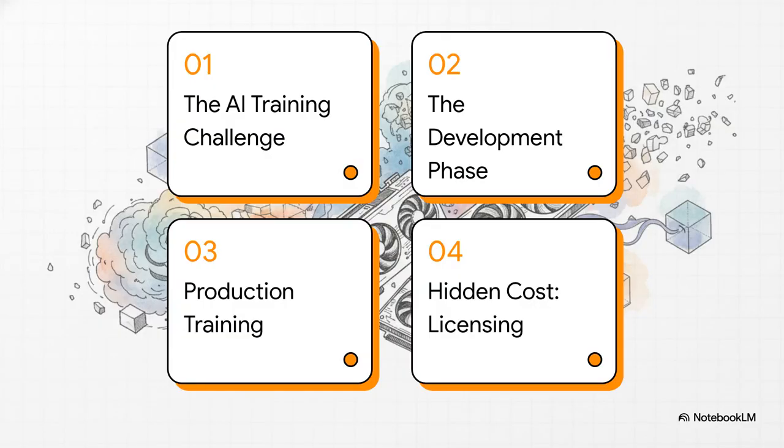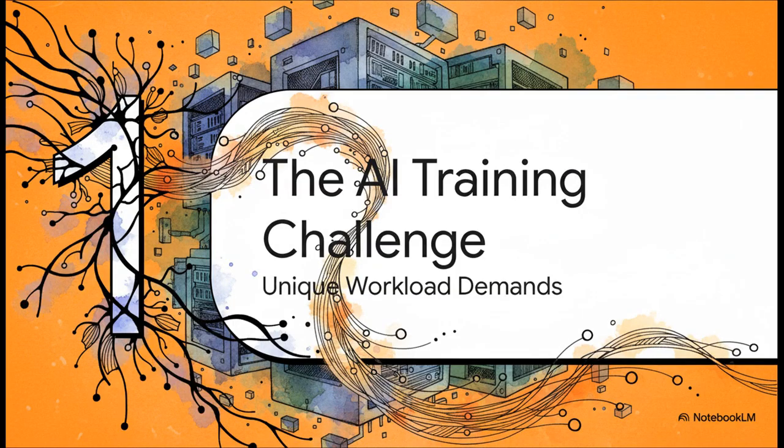So, here's what we've got on tap. First, we're going to unpack what makes AI training such a unique challenge. Then, we'll walk through the two main phases, the development stage and the big production training run. And finally, we're going to pull back the curtain on a hidden cost that can totally sink your budget if you're not careful: licensing. So let's start right at the beginning.